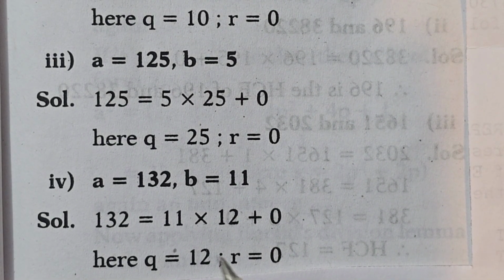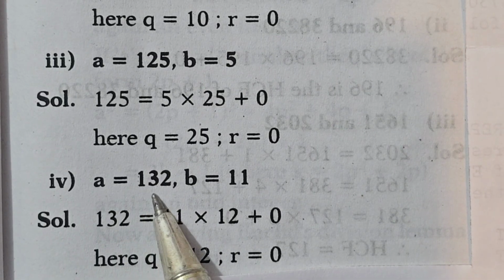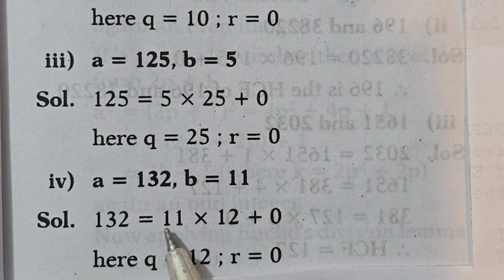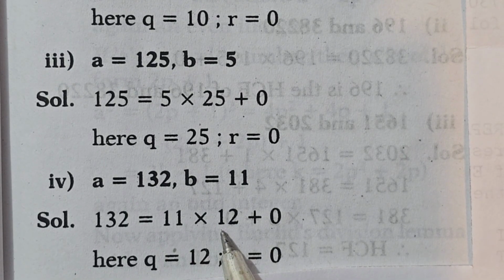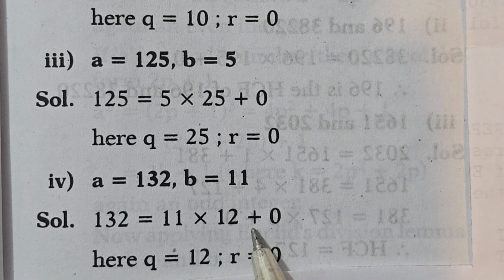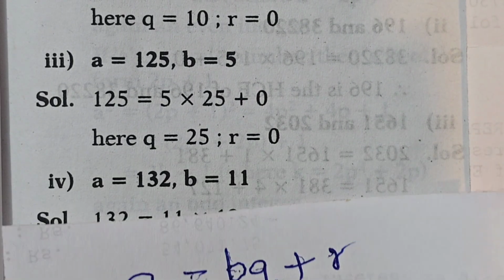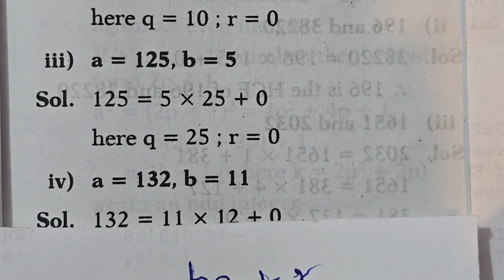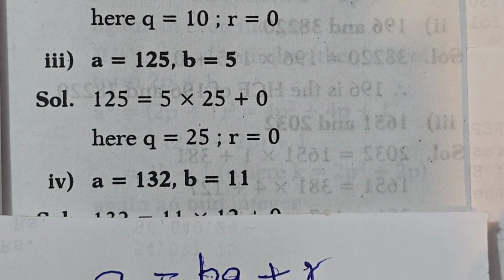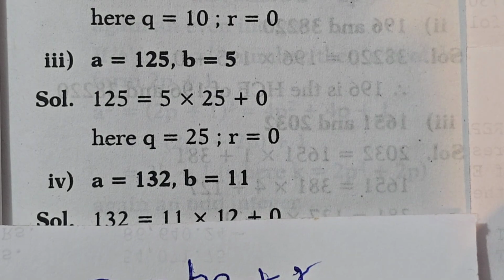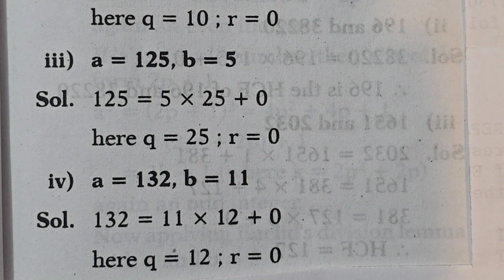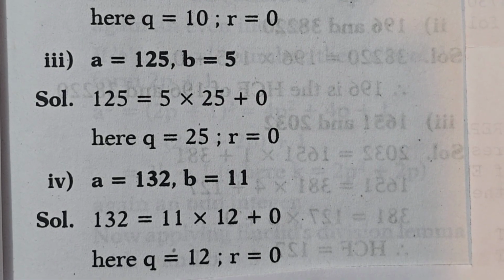The next one, A is equal to 132, B is equal to 11. 132 is equal to, from the 11 table, 11 times 12 is 132, and plus 0. Now compare this equation with A is equal to BQ plus R. A equal to 132, in the place of B equal to 11, Q is equal to 12, R is 0. So Q is equal to 12 and R equal to 0.